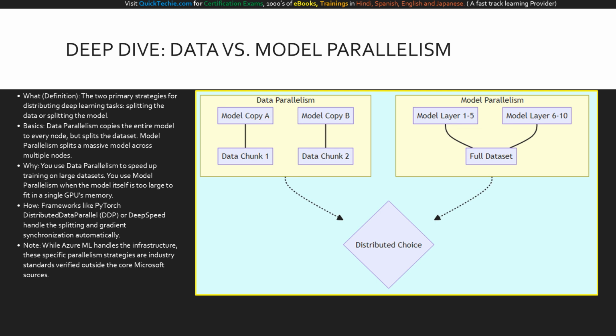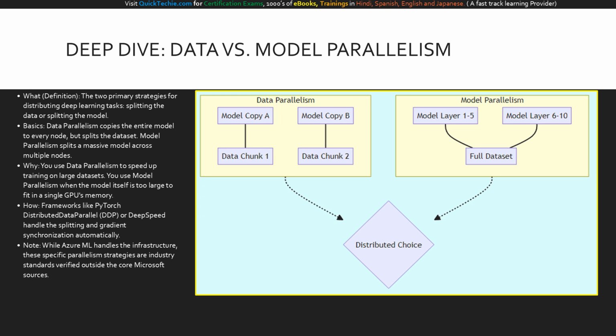On the other hand, model parallelism is used when your neural network is so massive, like a billion-parameter language model, that it cannot physically fit into the VRAM of a single GPU. Here, you split the actual layers of the model across different nodes. How do you implement this? You use specialized libraries like PyTorch DDP or DeepSpeed within your training script, and Azure ML's compute clusters execute them flawlessly. This visual clearly contrasts the two dominant distributed strategies.